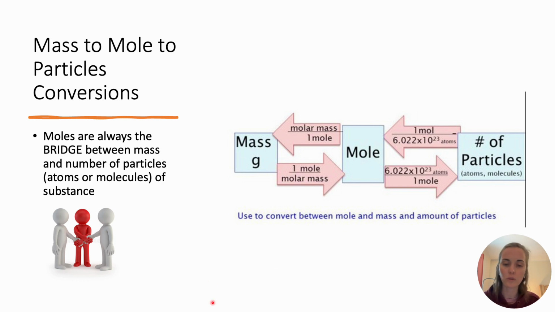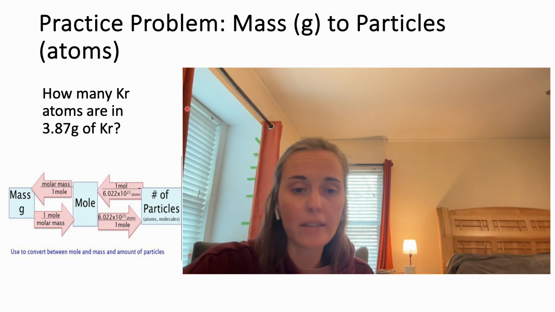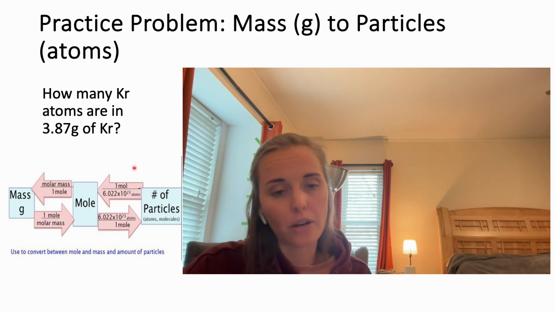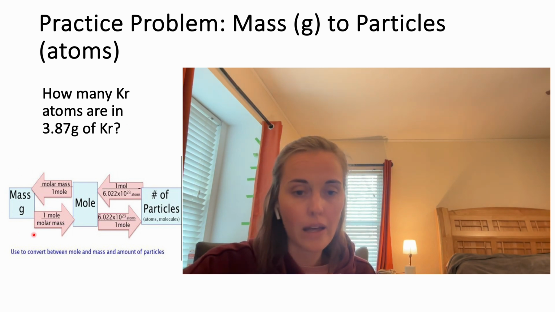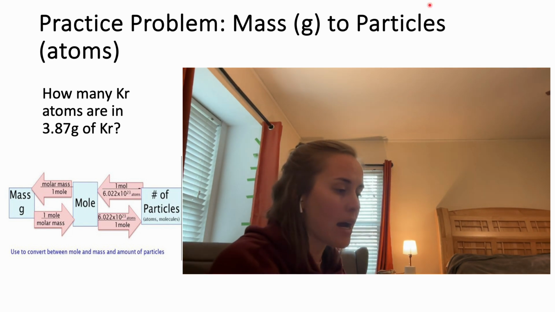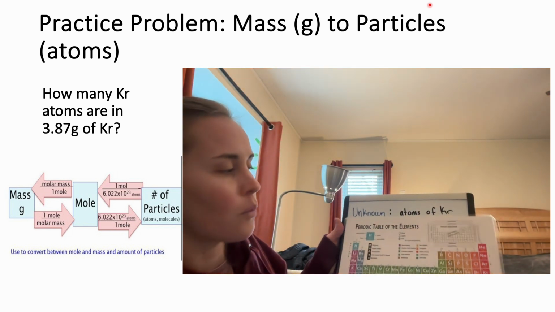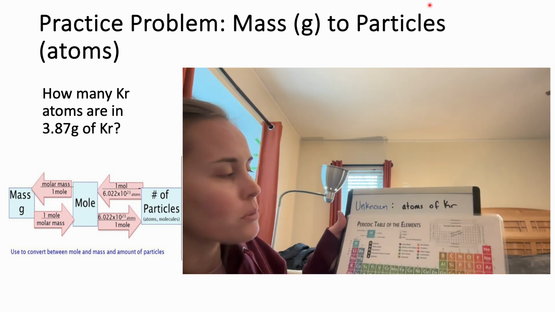So we are going to do, again, a practice problem. This is going to be our first practice problem that requires a 2-step process to get to where we're trying to go. How many krypton atoms are in 3.87 grams of krypton? We are starting with our known grams, and we want to move to our particles, our number of atoms. As always, we start by writing out what we do not know. What are you looking for? You're looking for your atoms of krypton.